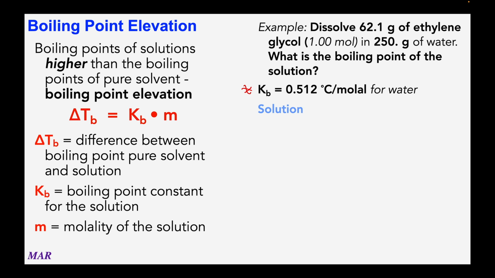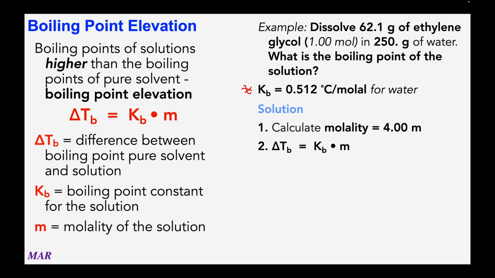Now, you do have to look up a K value. K values are based on the solvent. So this is water, no problem. The value is 0.512. The units are weird. Don't worry about that. Molality will be moles of solute over kilograms of solvent. So that's 1 mole of ethylene glycol divided by 0.250 kilograms, 4.00 molal. We calculated this earlier, no big deal, but just a good refresher.